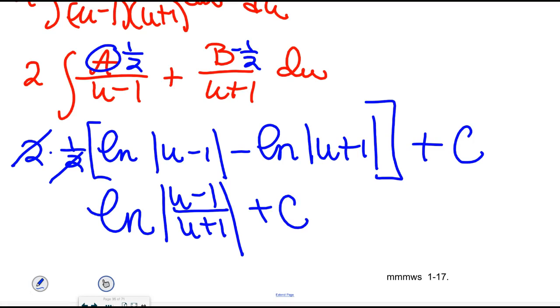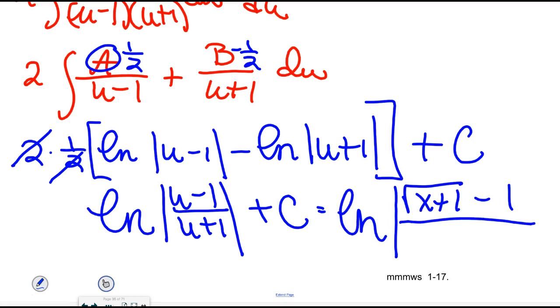However, there's one final step. And this is where last year I used to say this problem wasn't about you. Plug it back in. And I forgot even what it was. What was u? Square root of x plus 1. So we've got the natural log, absolute value, square root of x plus 1 minus 1 over square root of x plus 1 plus 1 plus C.